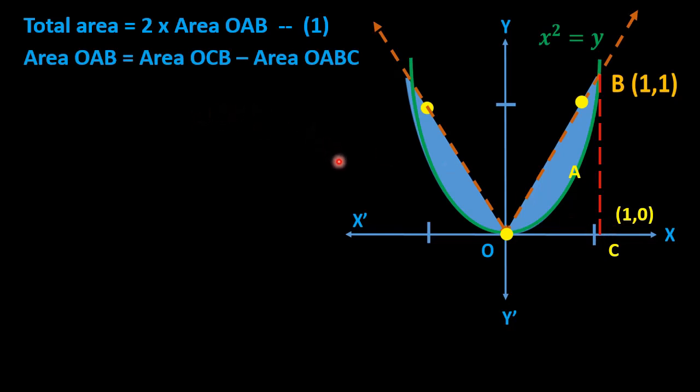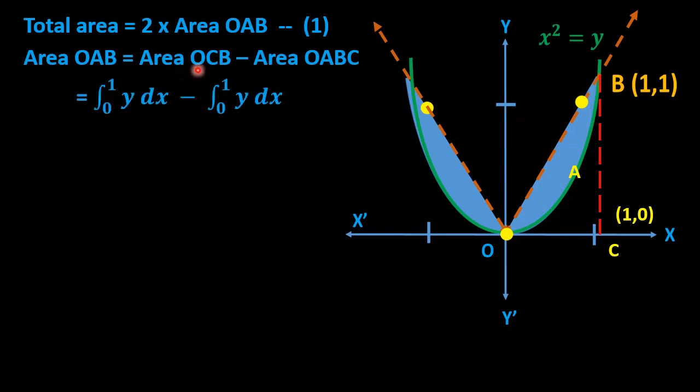Now the area OAB, this shaded region, will be given by area OCB, this total triangular area here, minus area OABC. So OABC means this area which is in black color. So first we find the total area of this triangle, and then we subtract this area to get the area OAB.